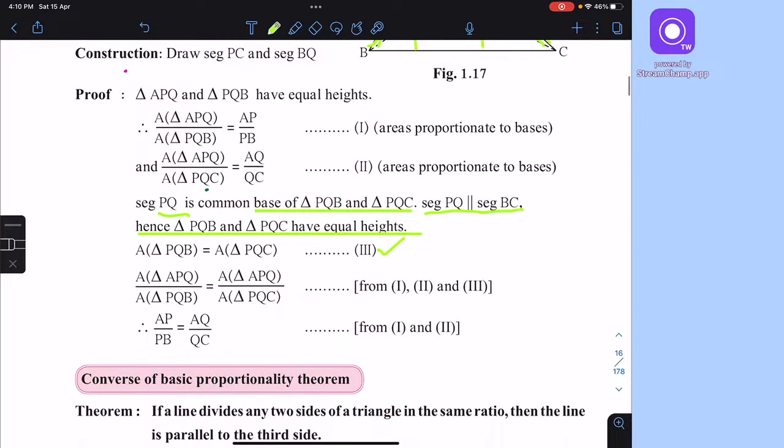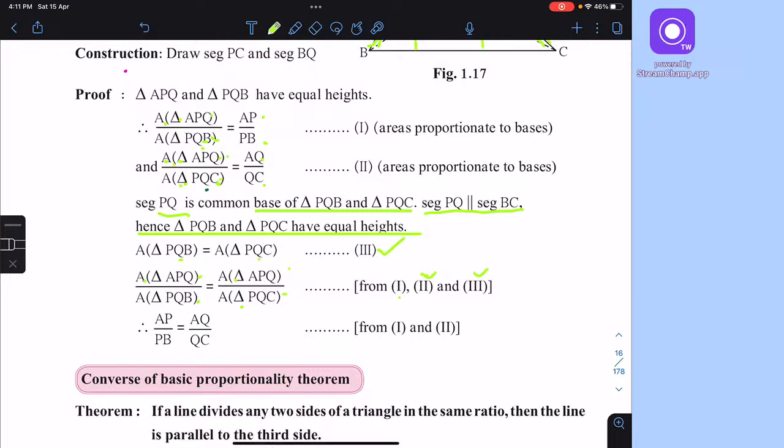Now you will see that in 1, what we said, area APQ upon area PQB is AP upon PB. In 2, what we said, area APQ upon PQC is AQ upon QC. And in 3, what we said, PQB and PQC, these denominators are the same. So from this we conclude that area triangle APQ upon PQB is the same as area triangle APQ upon PQC.